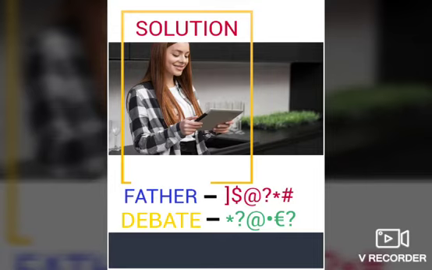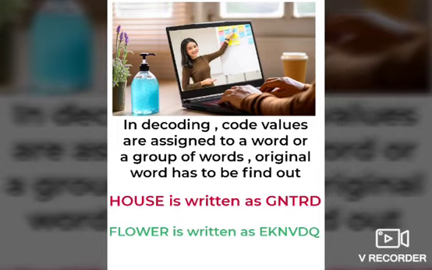Our next topic is how we have to do the decoding part. In decoding, we mostly use values like house is written as GNTRD. We have just skipped back one alphabet. And flower is written as EKNVDQ. So in this flower also we have skipped back one alphabet.